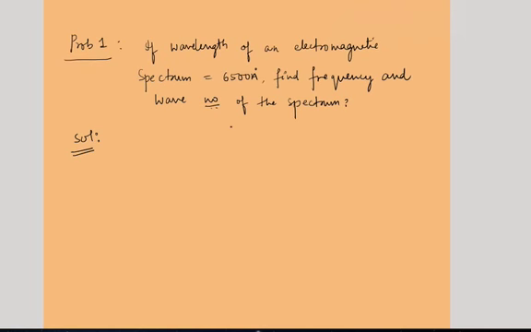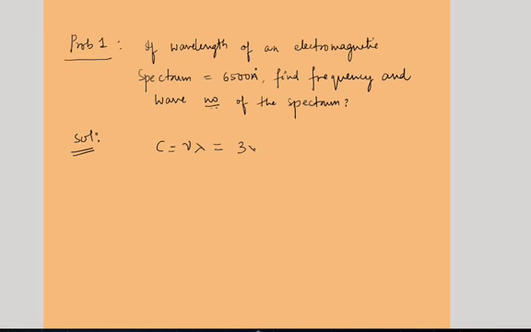Let's try to do a simple problem. Imagine I gave you the wavelength of an electromagnetic spectrum, and I need to find out the frequency and wave number of the spectrum. So how do we solve this? These are the usual questions you will come across: you may be given the wavelength and have to find frequency and wave number, or sometimes you will be given frequency and have to calculate wavelength. In either case, we know that c is equal to nu lambda. This is the most important formula that you have to remember.